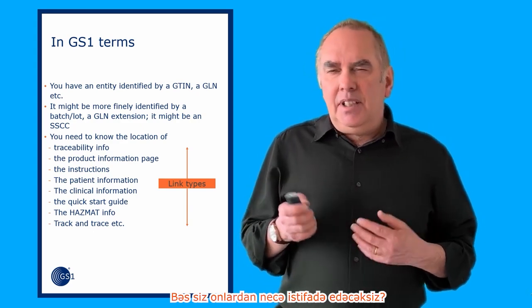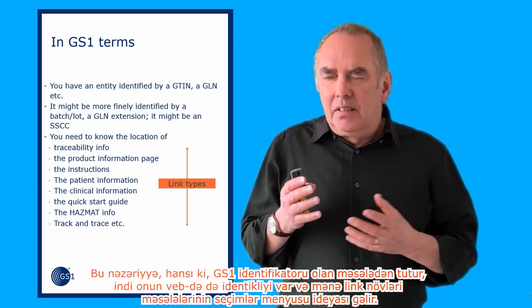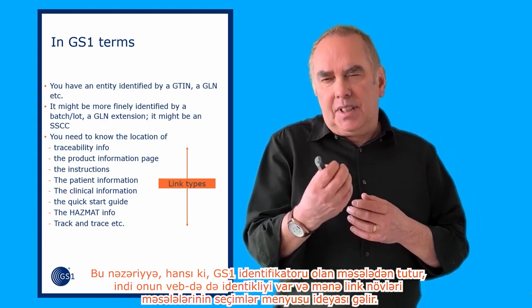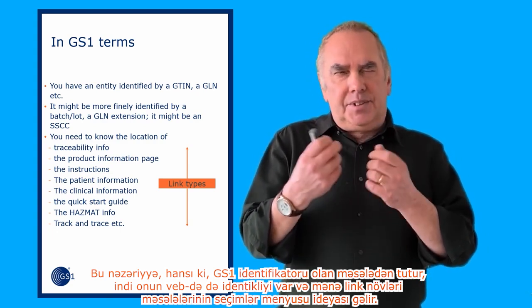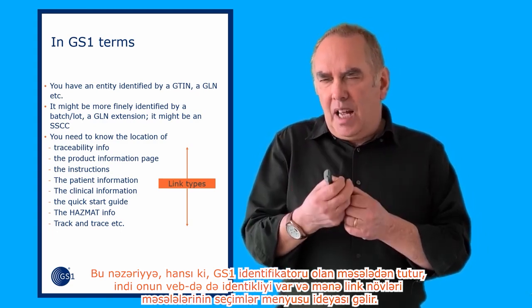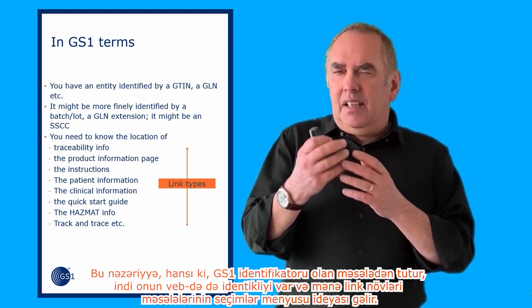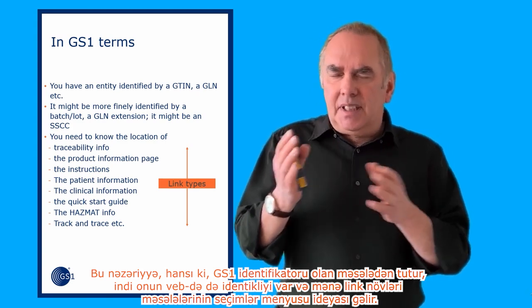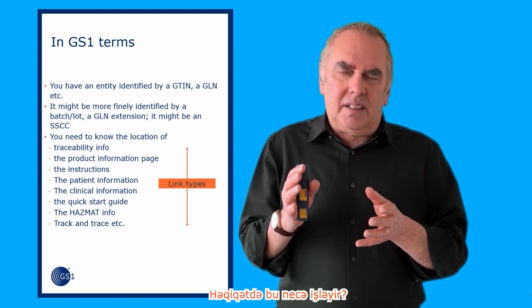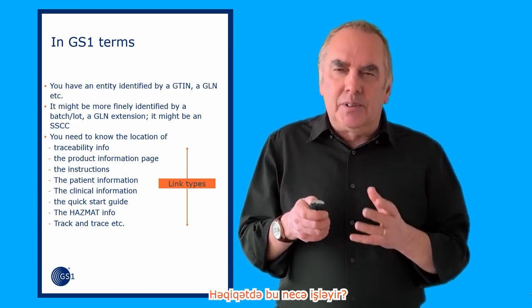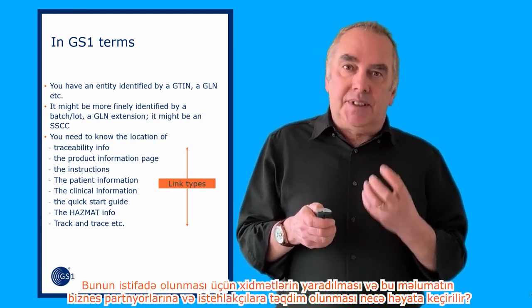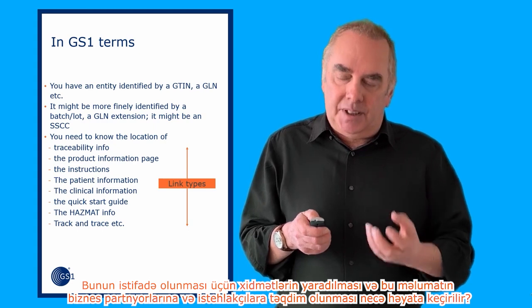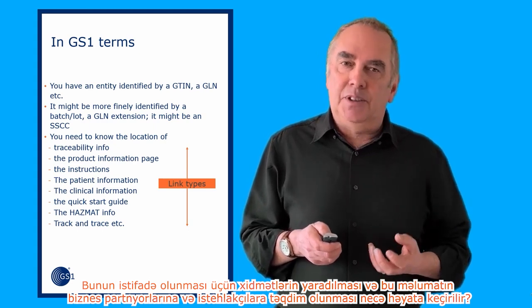But how are you going to make use of that? That theory that, hang on, this thing that's got a GS1 identifier now also has an identity on the web, and I get the idea of a menu of options, these link type things. How does that actually work? How do you make that real so that you can build services that make use of it and put that information in the hands of your business partners and your consumers?